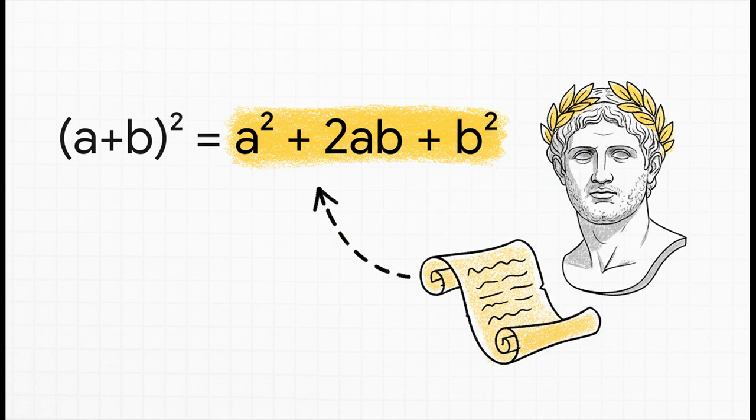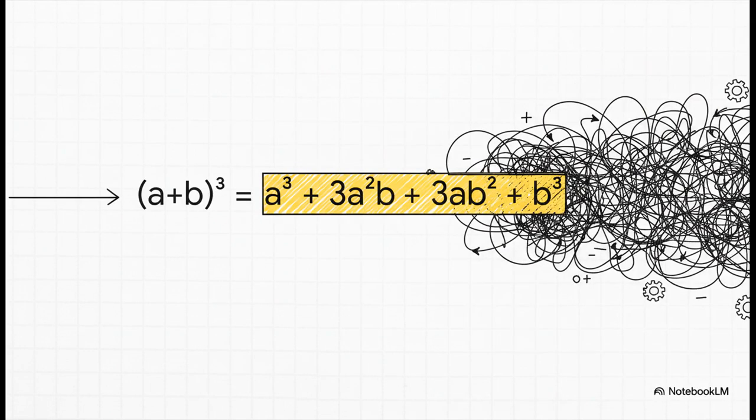Expanding it to the power of 2? That's pretty easy. Most of us have this one memorized. A squared plus 2ab plus b squared. Simple enough. What's kind of wild is that this exact formula was written down by the Greek mathematician Euclid way back around 300 BC.